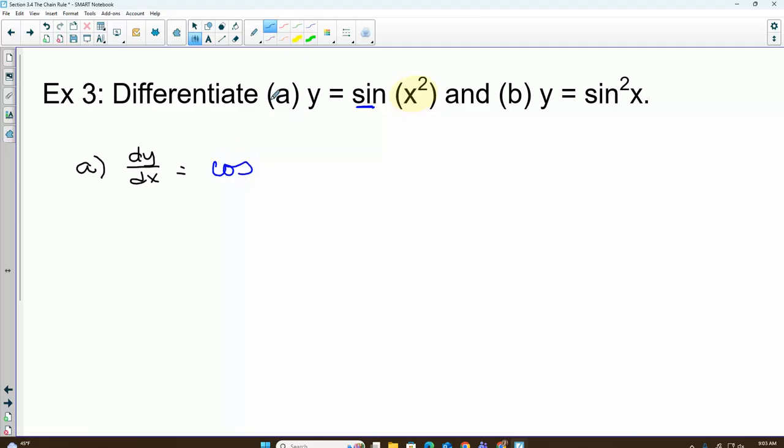The inside stays the same, so it's the cosine of x squared. Times, then we do the derivative of the inside, which is 2x. So we just get 2x cosine of x squared.